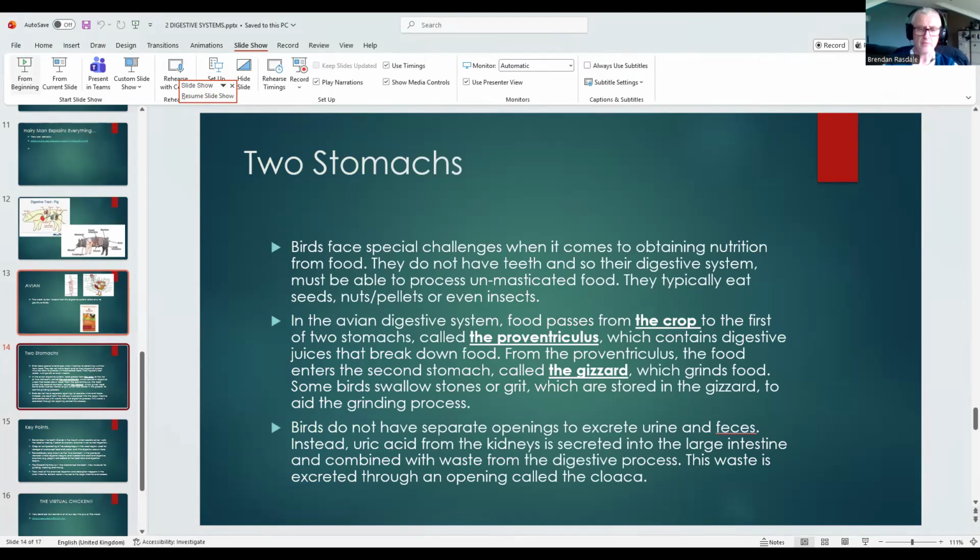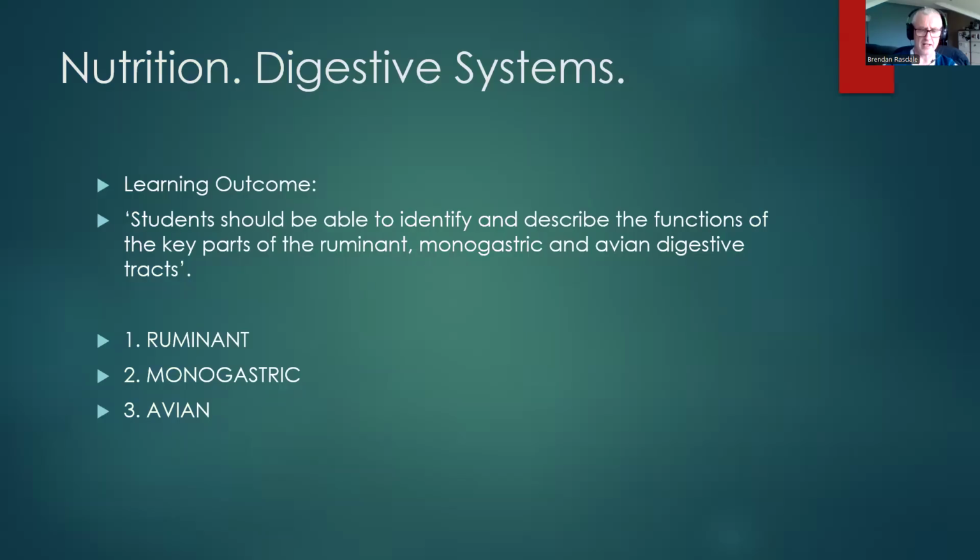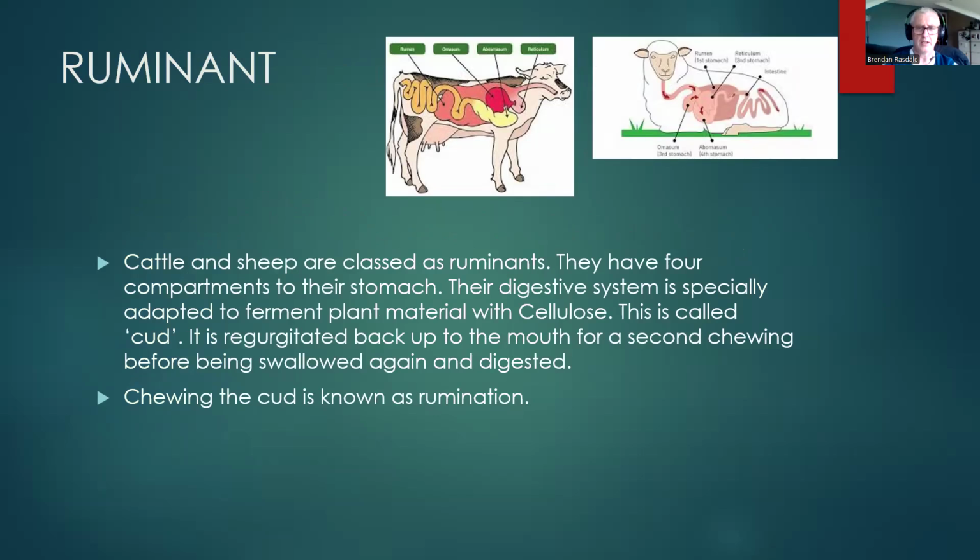Three types. Ruminant is the cow, monogastric is the pig, avian is the bird. We should be clear enough on that one, guys. The ruminant system is all about fermenting and digesting grass, which is high in cellulose. Okay, that's the big idea.